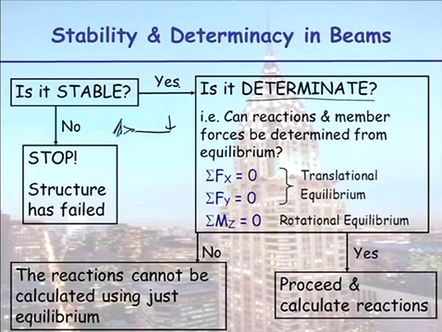So once you decide it is stable, okay, yes, there's a fixed support and a point load, it's stable, is it determinate? If you look at the unknowns and you say, I have 3 unknown reactions, okay, then it's determinate. You can determine those reactions, proceed. If it has any more, no, the reactions can't be calculated using just equilibrium. That's where you would stop.